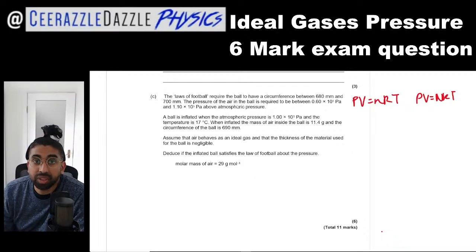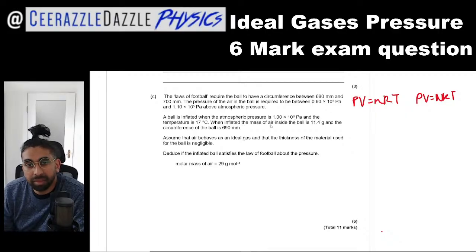The pressure of the ball in the air is required to be between 0.6 times 10 to the power 5 Pascal and 1.1 times 10 to the power 5 Pascal above atmospheric pressure. A ball is inflated when the atmospheric pressure is 1 times 10 to the power 5 Pascal and the temperature is 17 degrees Celsius.